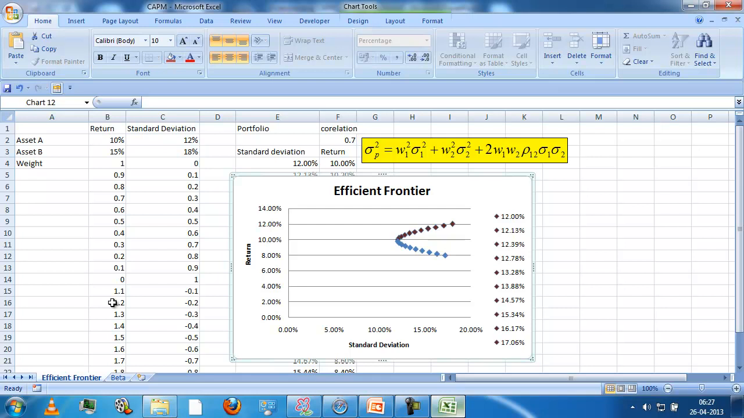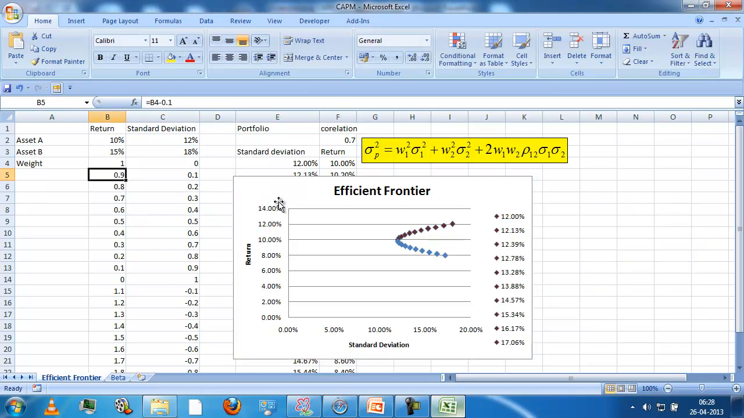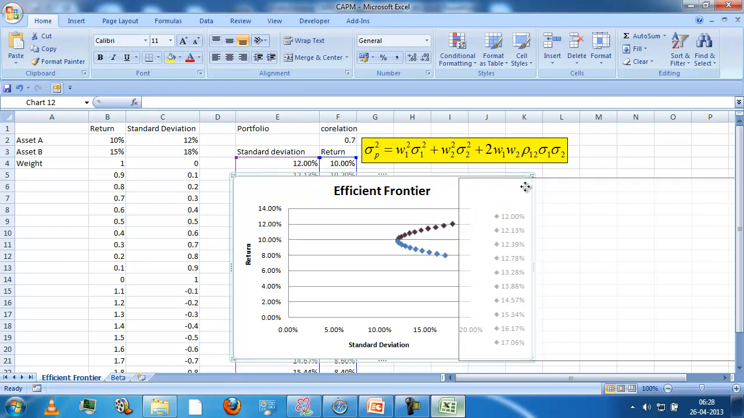For asset A, the return is 10%, and the standard deviation, which is basically the measure of risk, is 12%. And for asset B, the return is 15% and the standard deviation is 18%. So we have taken different weights of asset A and asset B. For example, the first row means that we have taken 100% asset A and 0% asset B in our portfolio. This row means 90% asset A and 10% asset B in our portfolio.